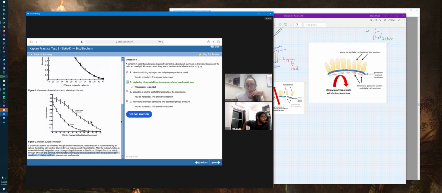Reduced blood pH. Let's start with D because I X'd this out. All right. Increasing the blood osmolarity and decreasing the blood pressure. I actually really don't know why I X'd that out because I'm kind of confused reading this now.